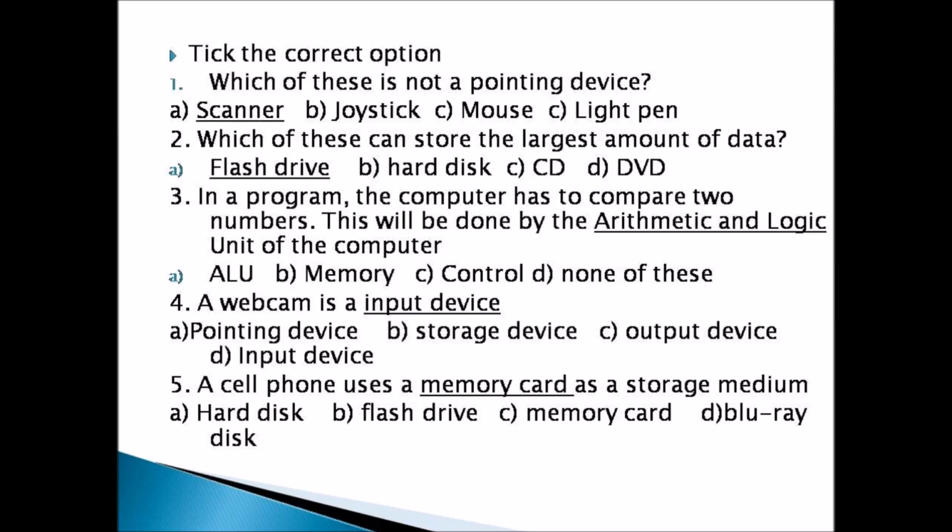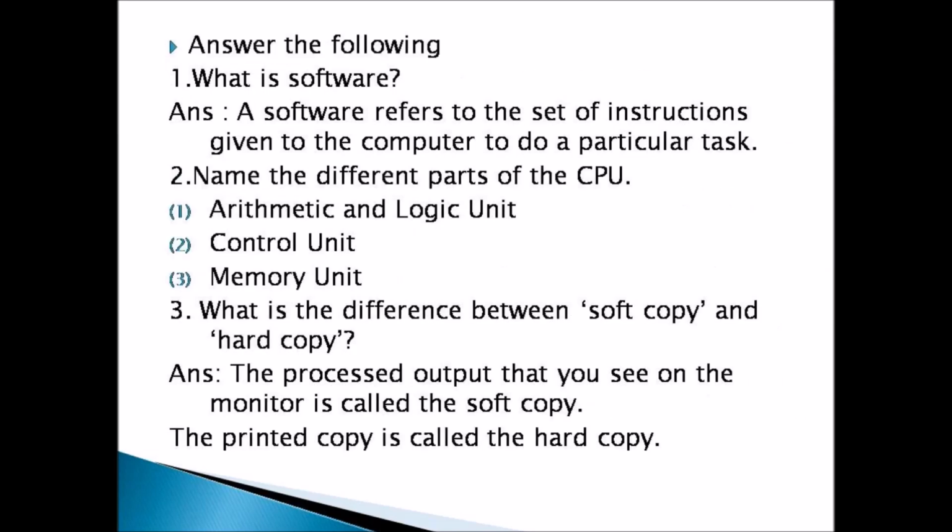Fourth one, webcam is a pointing device, storage device, output device or input device. It is an input device. Okay children. The last one, a cell phone uses a dash as a storage medium. Hard disk, flash drive, memory card or Blu-ray disc? Answer is memory card. Okay children.